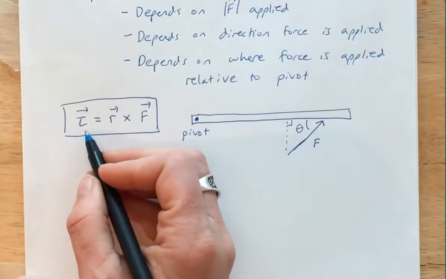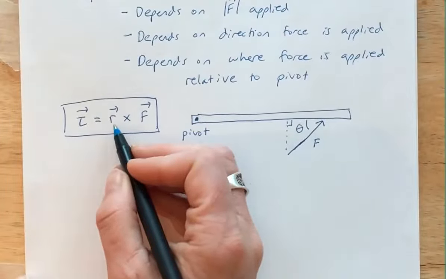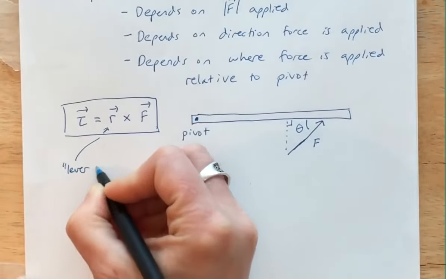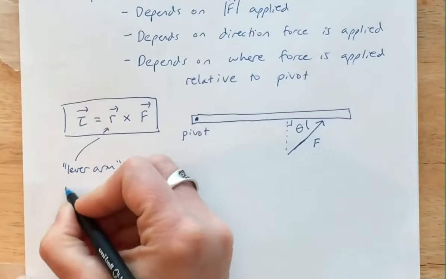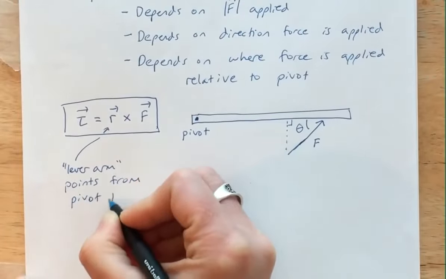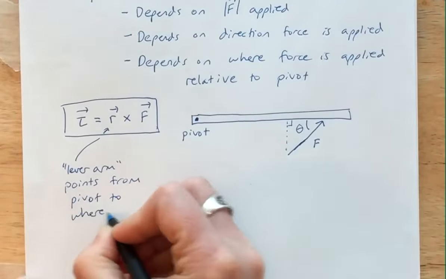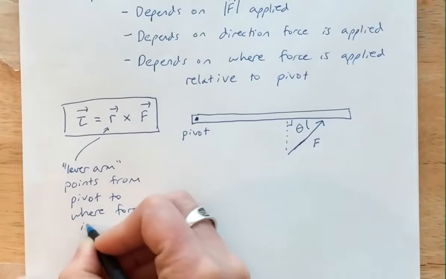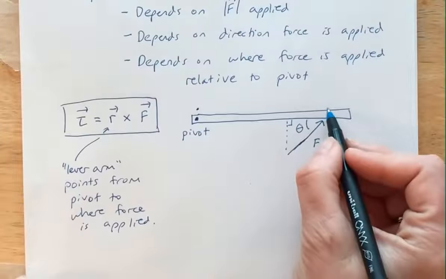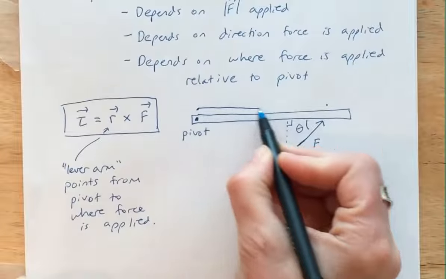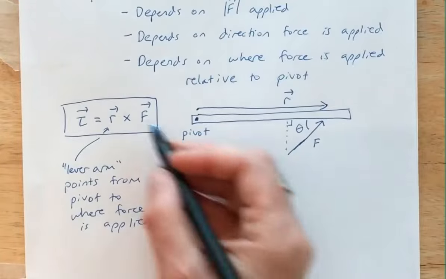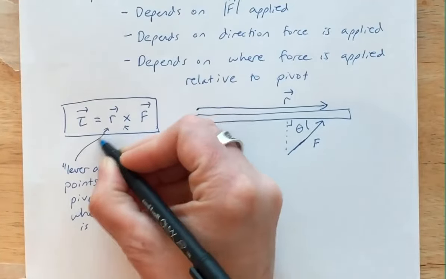So first, this is going to be our torque. The R here is what we call a lever arm. So this is a lever arm, and it basically is the vector that points from the pivot to where the force is applied. So in this case, it would be a vector that points from the pivot to where the force is applied. So let's draw that lever arm in. That's my lever arm R. The force is obviously the force, and then this cross product is very important.